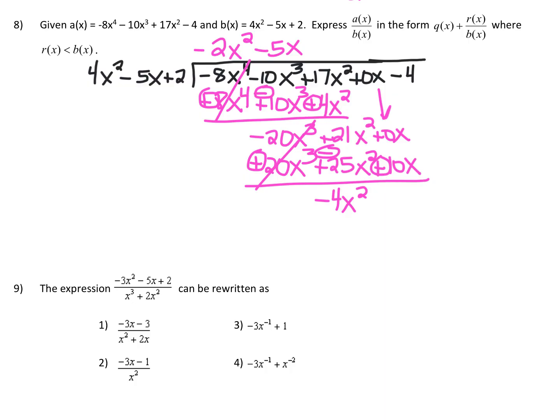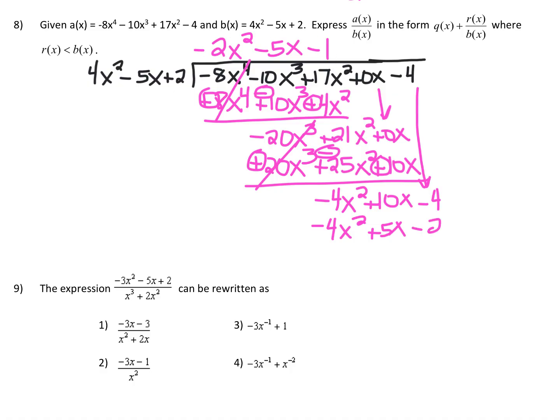0x plus 10x is positive 10x. And we're going to bring down this last term of the minus 4. Okay, so then start again. What do we multiply 4x squared by to give us negative 4x squared? Well, just a negative 1. And when we distribute, negative 1 times 4x squared is negative 4x squared. Negative 1 times negative 5x is positive 5x. And negative 1 times 2 is negative 2.